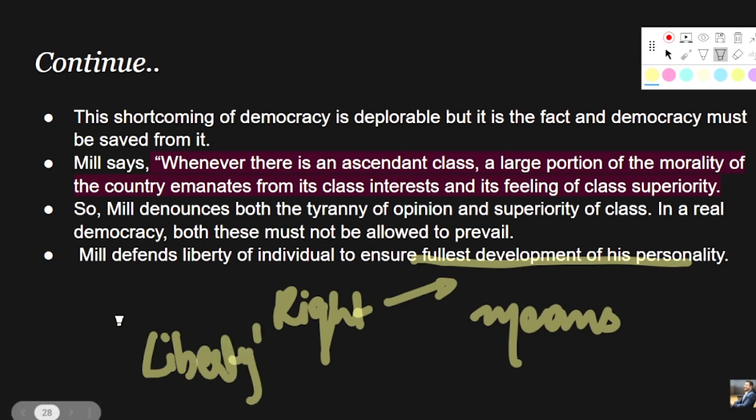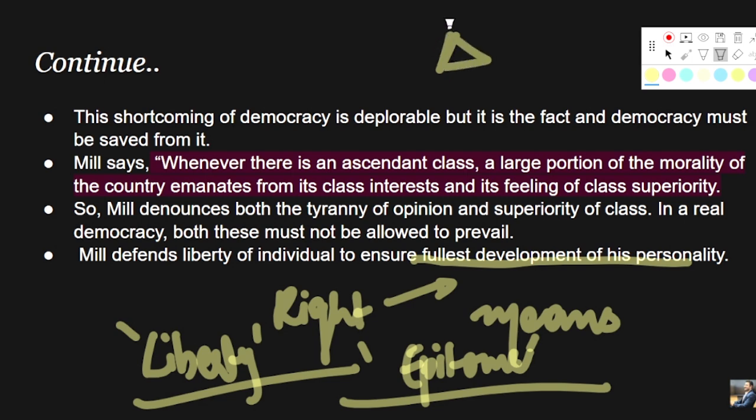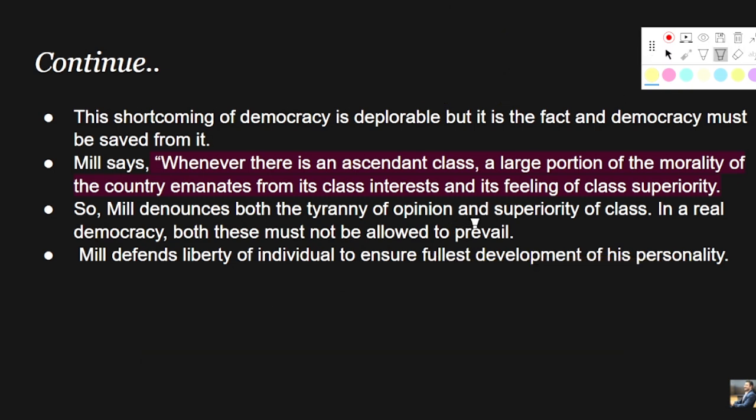This is the idea of which J.S. Mill is the epitome. This idea is even these days being enshrined in our modern-day democratic constitutions. The right to liberty is among the very important rights, the golden triangle of Articles 14, 19, and 21: equality, freedom, and liberty, and right to life. These are the heart and soul of our Indian Constitution, because without the right to liberty, one will not develop the fullest of his personality.